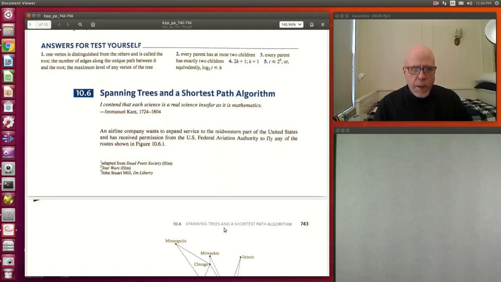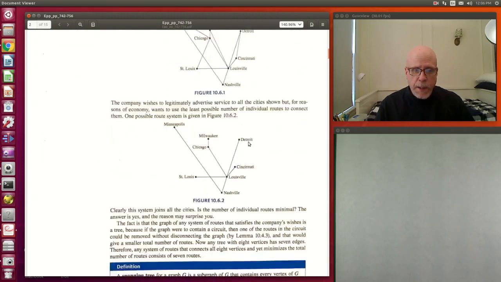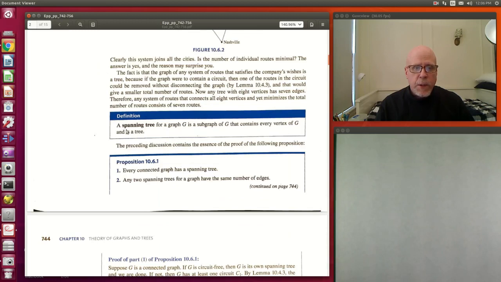Okay, so here's a scan of the chapter in the book that we're working on. It's 10.6, titled Spanning Trees and a Shortest Path Algorithm. I'll just mention that we are going to be doing Dijkstra's algorithm, the shortest path algorithm they're talking about, on Wednesday. So for today, it's just spanning trees. And here's the definition. I think I said this, but just speaking it maybe wasn't the best. So here it is in writing. A spanning tree for a graph G is a subgraph of G that contains every vertex of G and is a tree. Okay, that makes sense.